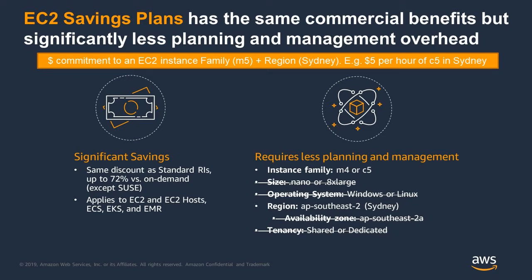You can also see that it requires much less planning and management because size, operating system, availability zone, tenancy all no longer matter from a matching perspective, and the only matching requirements are instance family and region. Keep in mind instance family, M4 and C5 are considered to be different families. And so what you're really committing to is just the family and the region. So for example, $5 per hour of EC2 in Sydney.